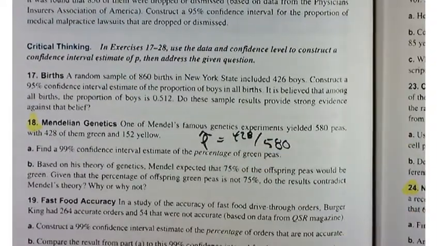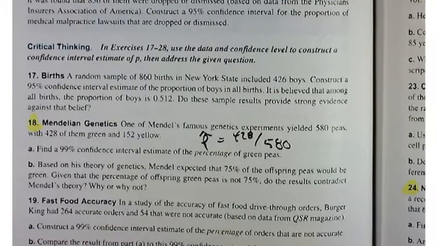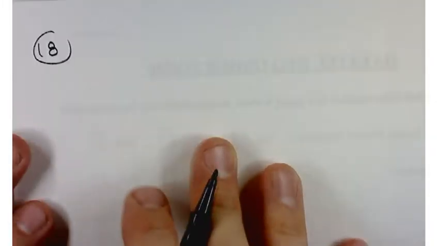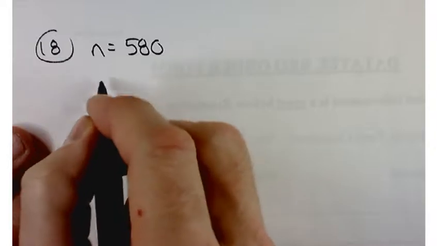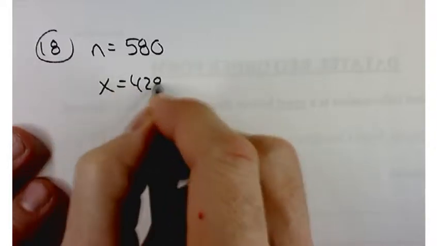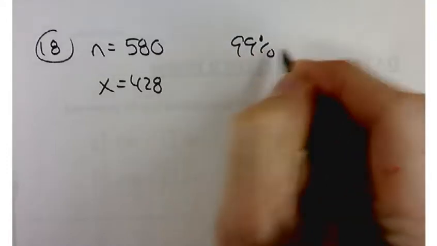What's P hat in this case? So P hat is 428 over 580. Let me move away from this a little bit and write some of these things down so you can follow. So for problem number 18, N is 580, X is 428. We want a 99% level of confidence.